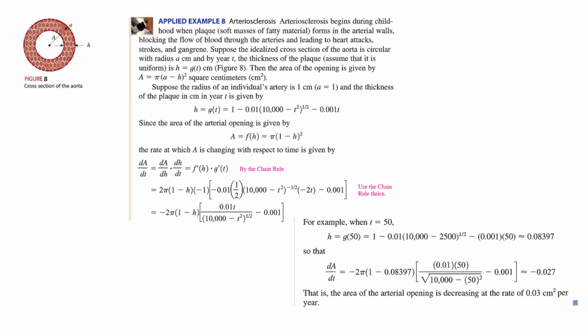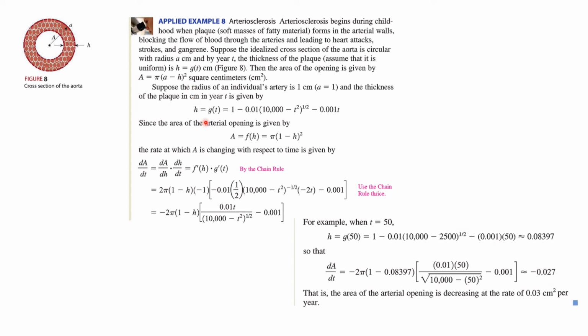Let's look at another example. This is from the medical or life sciences. So you have a disease, you start building up plaque around your blood vessels, and so what we have is that the area for the blood to flow is given by pi times (a minus h) squared. The outer radius is a, we're taking a to be 1, so this is the area of the opening, pi times the radius squared.